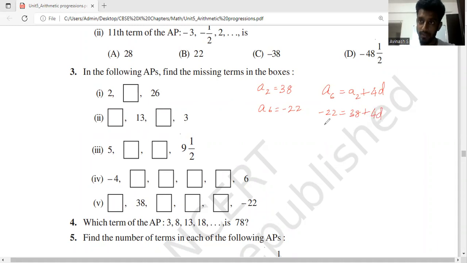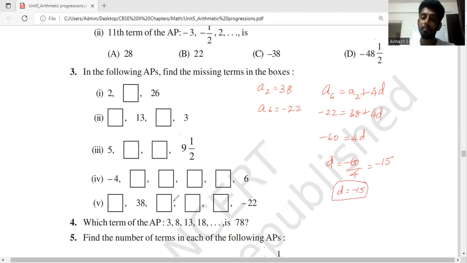Now 38 goes to the left side, gets subtracted, and we'll be getting minus 60. Minus 60 is equal to 4D. Because when 38 goes to the left side, it is minus, but both of them will get added. So we get the value of D as minus 60 by 4, which is nothing but minus 15. So this is the value of common difference that we are getting.